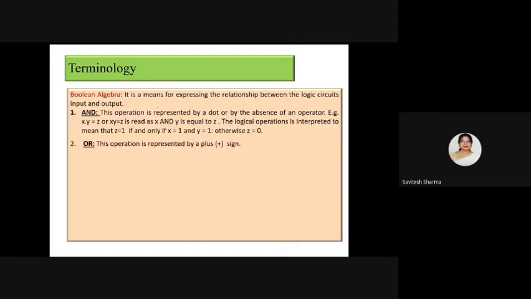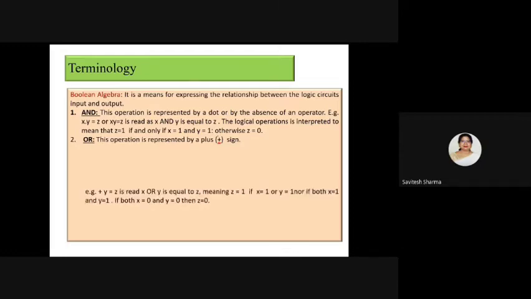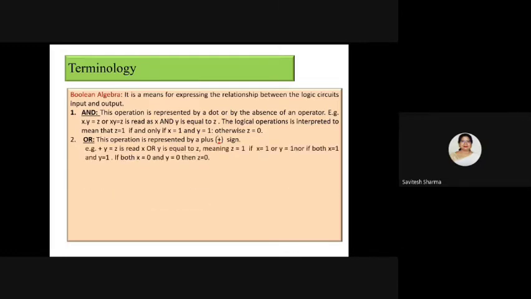Next is your OR operation. This operation you can represent by the mathematical operator plus sign. So if you want to represent an OR operation, you will use the plus sign, like you will write x plus y is equal to z. So your inputs x and y are ORed and it is equal to z. You can read it as x or y is equal to z. You will not say plus. You will say x or y is equal to z.